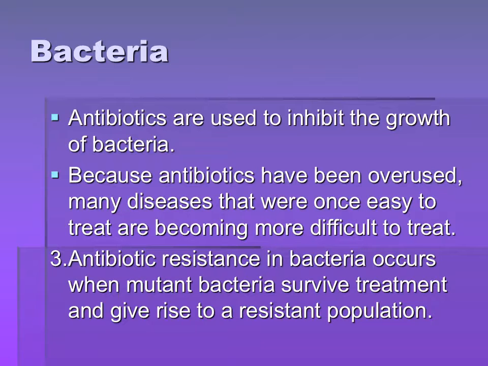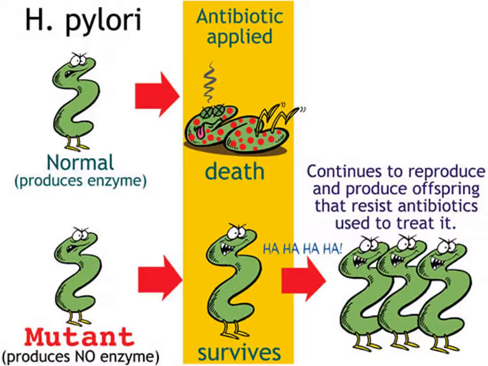So antibiotic resistance in bacteria occurs when you have mutant bacteria that survive treatment and give rise to a resistant population. These bacteria have evolved so that they are not affected by the antibiotic, and they survive it. And then those bacteria reproduce and make more bacteria that don't get affected by the antibiotic. And so that makes a whole bunch of bacteria that can live regardless of the person taking medicine. And here's a really good diagram to show you that.